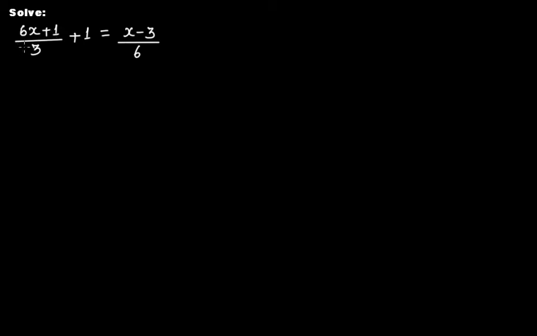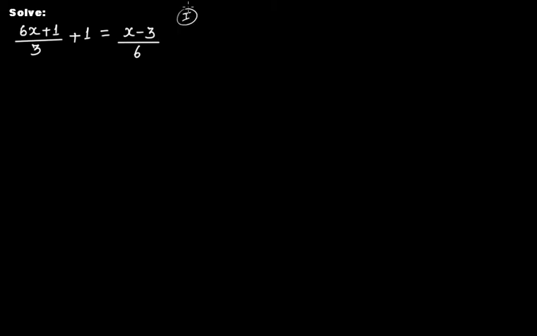6x plus 1 by 3 plus 1 is equal to x minus 3 by 6. When you have to solve such problems where you have an algebraic expression as the numerator and the denominator is a number, like here, you can solve such problems in two different ways. Let me show you the first way.